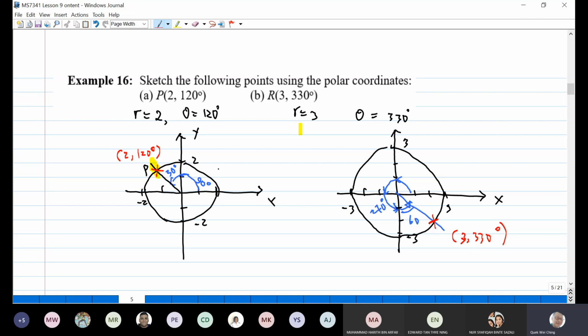Okay, so this is example 16. I showed you how to locate the point by drawing the circle, then the direction of a line. Direction of a line is always measured from the positive x-axis and anti-clockwise. Okay, so now I move on to questions. Before example 17, I introduce some conversion here.